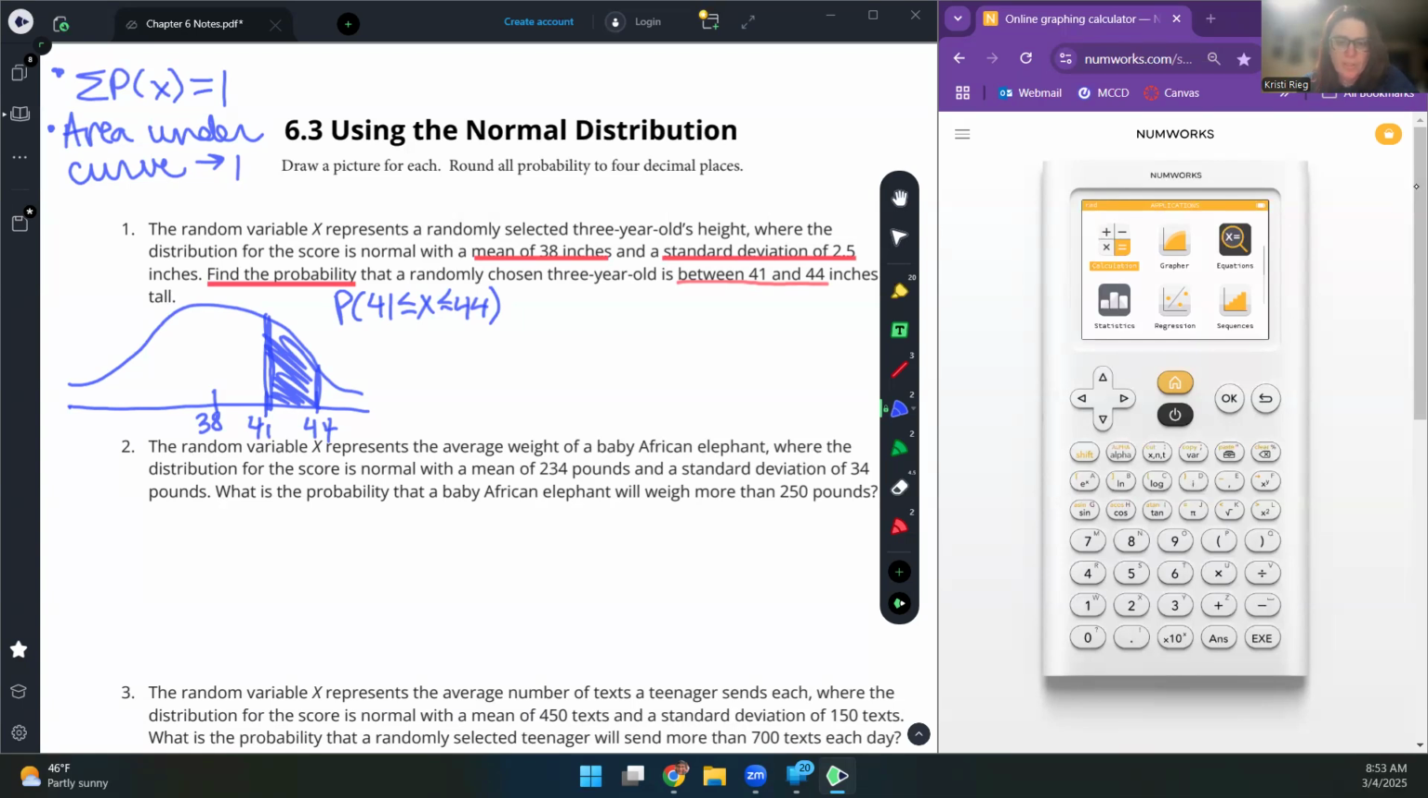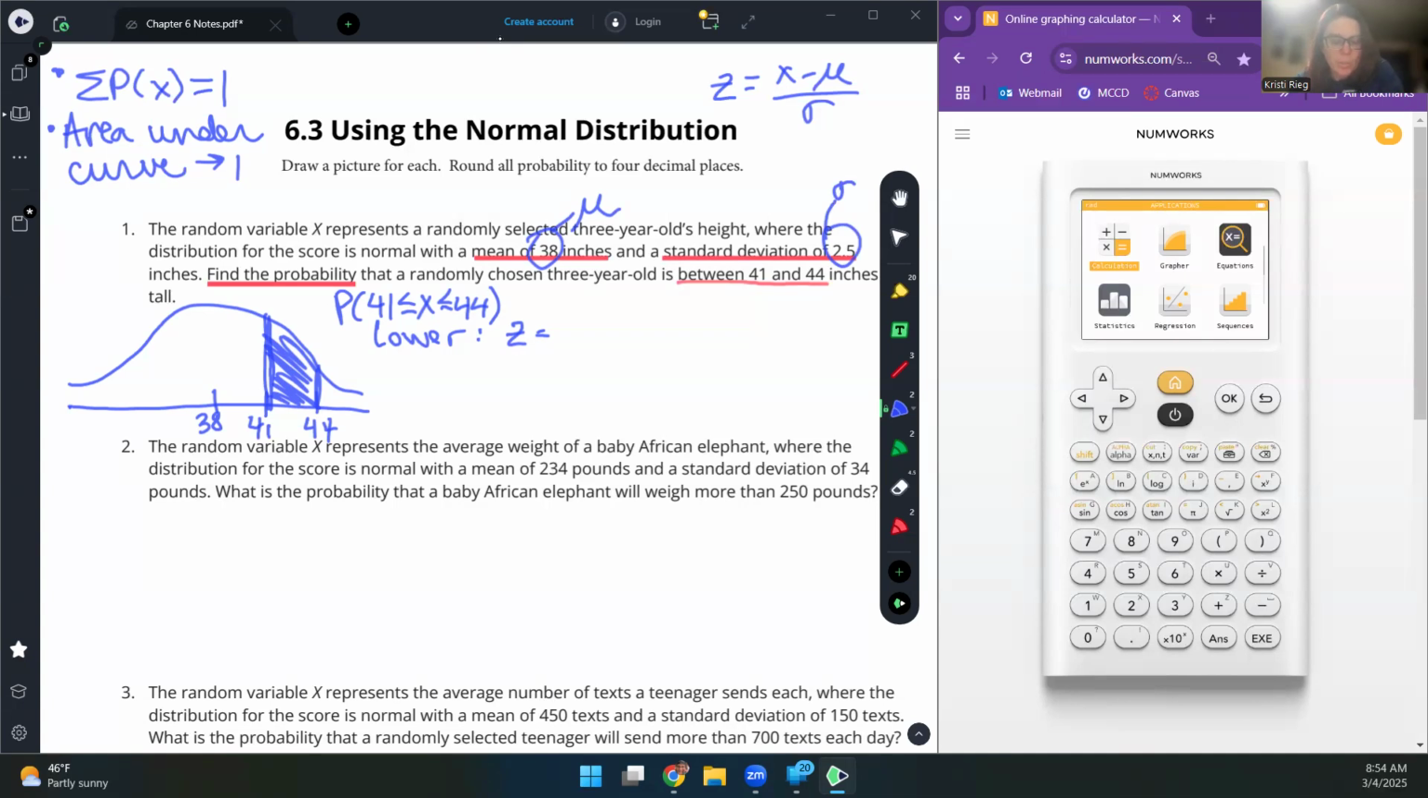So let's look at this in terms of the z-score. We're going to find the z-score for the upper and lower bound. The lower is the 41. Let me just write the formula up here to remind you: z equals x minus mu over sigma. We know mu, we know sigma, and then we have the two different x's.